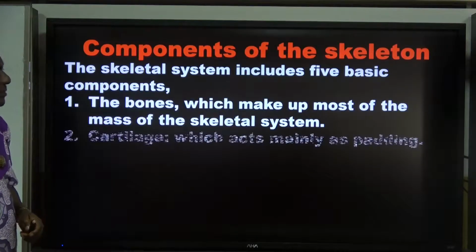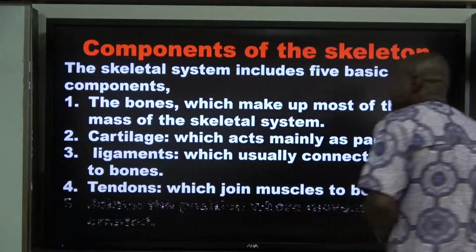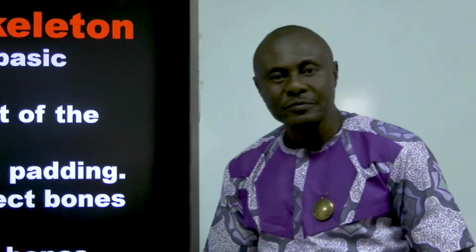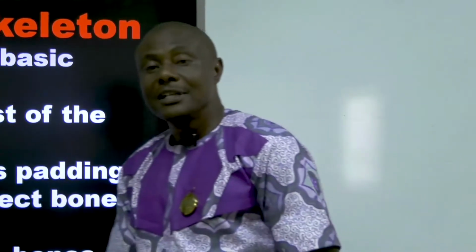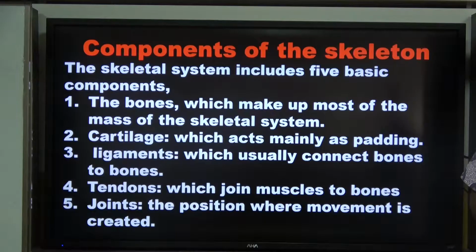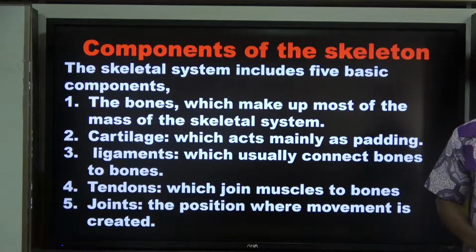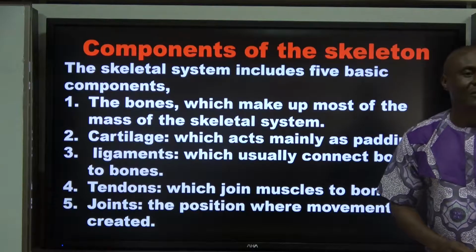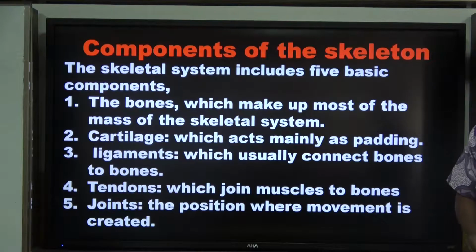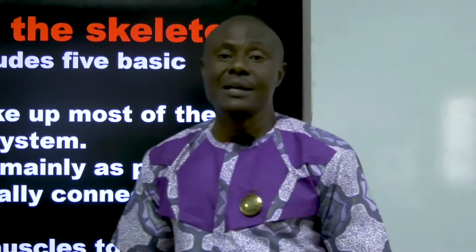Components of the skeleton. The skeleton includes bones, that's number one. Number two, cartilages. Number three, ligaments. Number four, tendons. And number five, joints. These are components of the skeletal system.